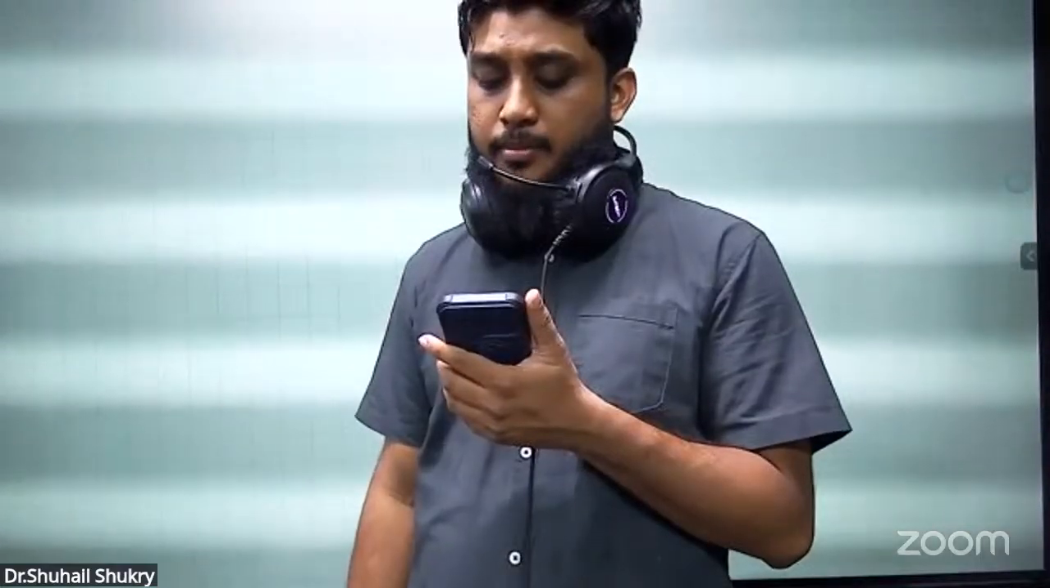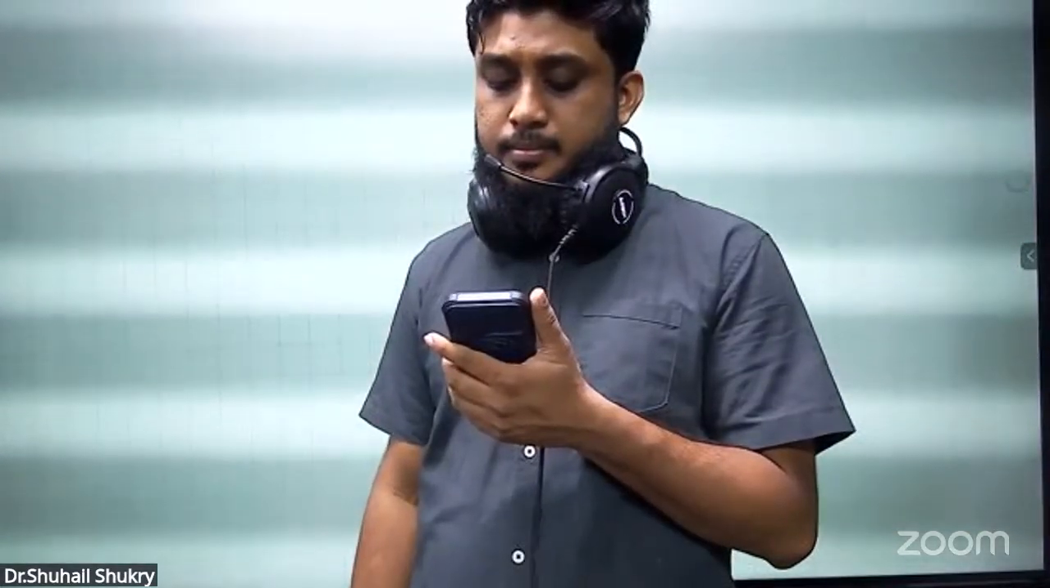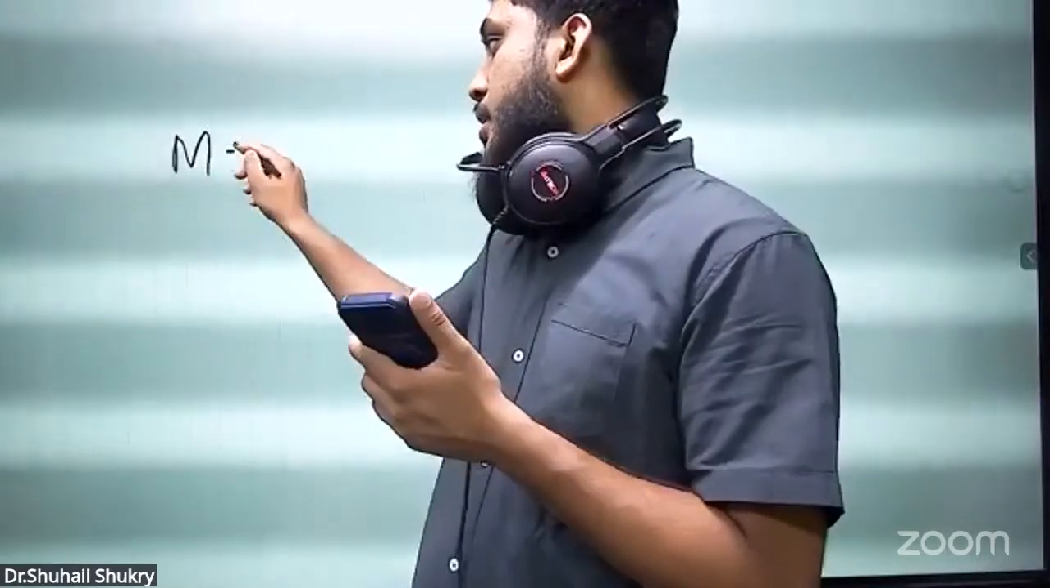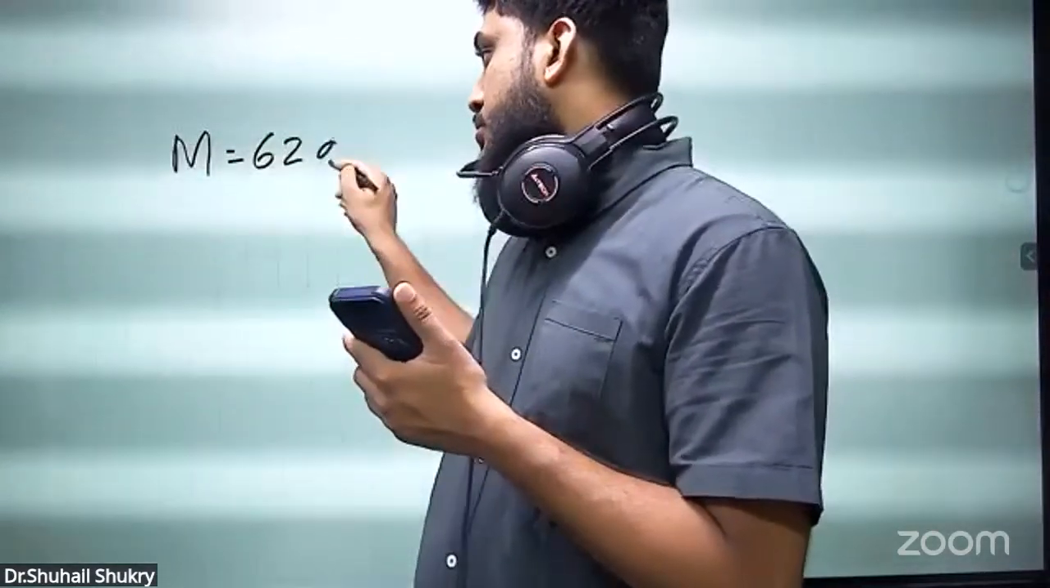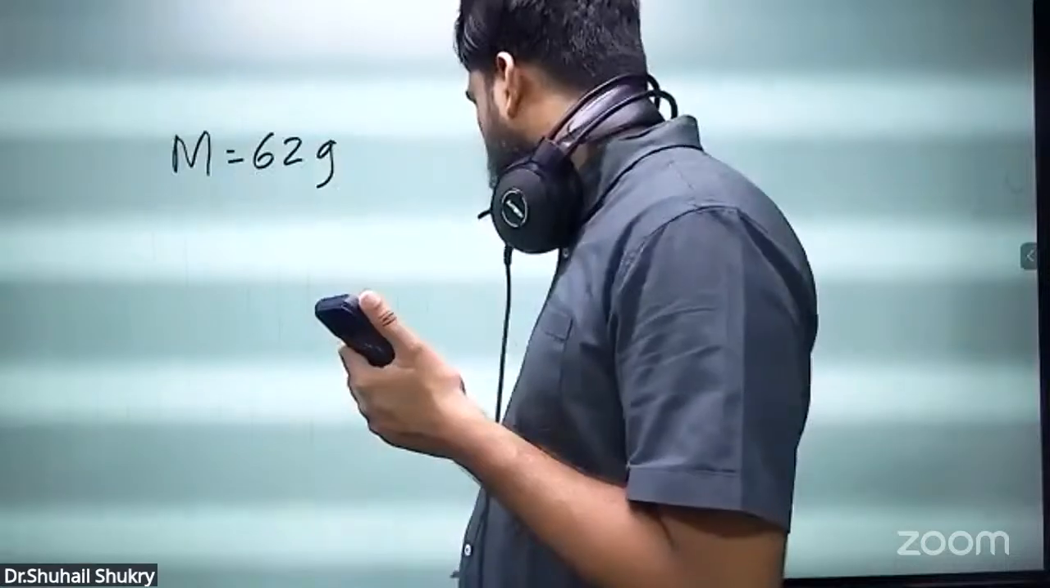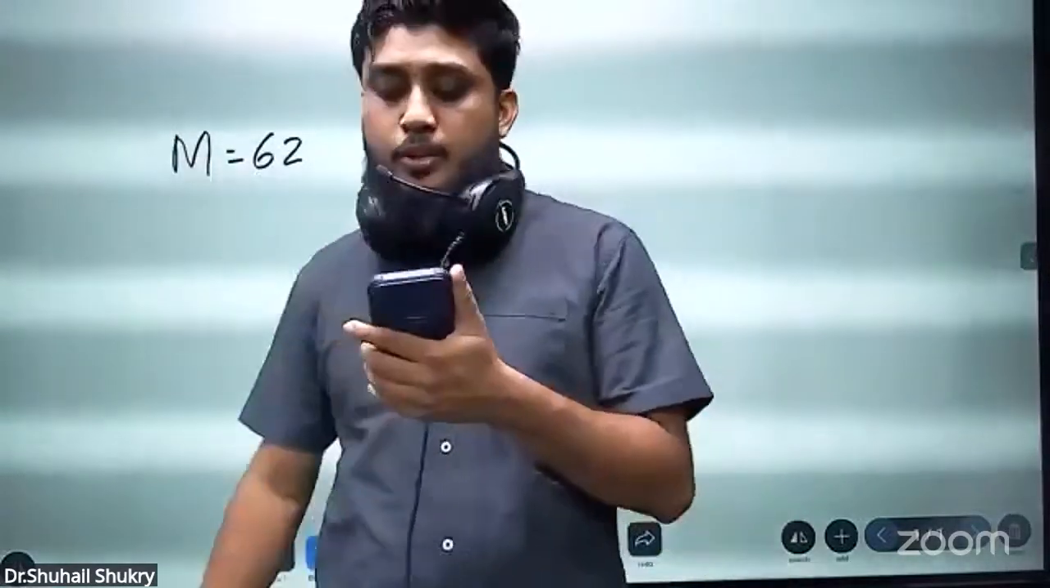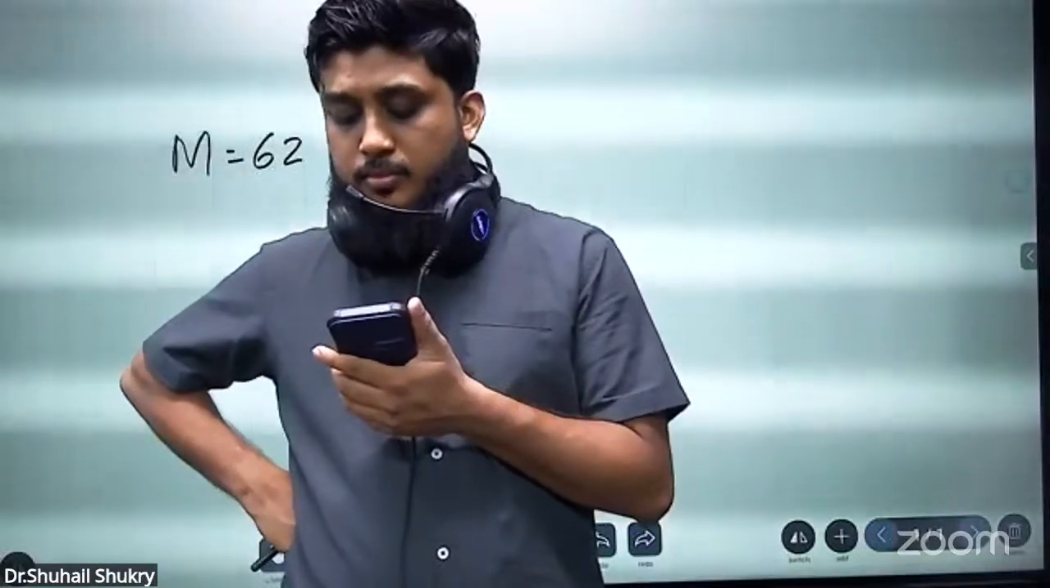The relative atomic mass of M is equal to 62. Relative atomic mass, we don't have a unit. The relative atomic mass of M is 62.